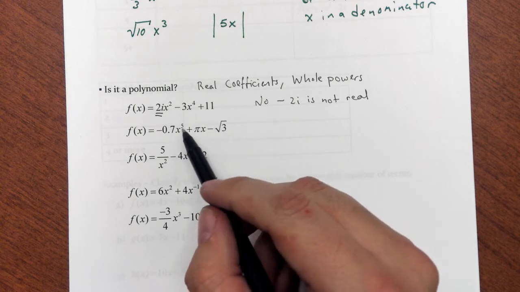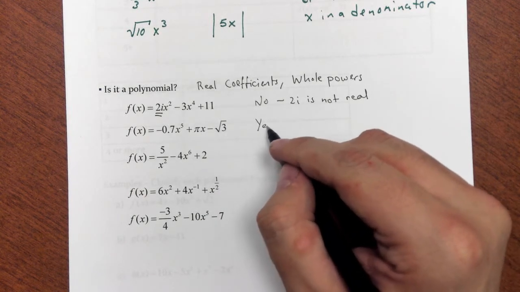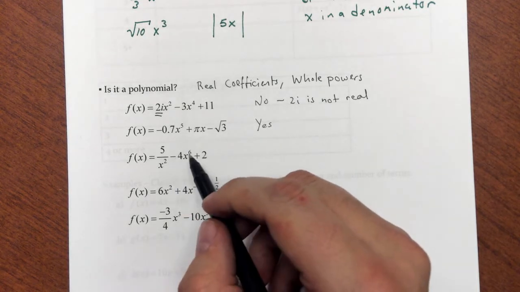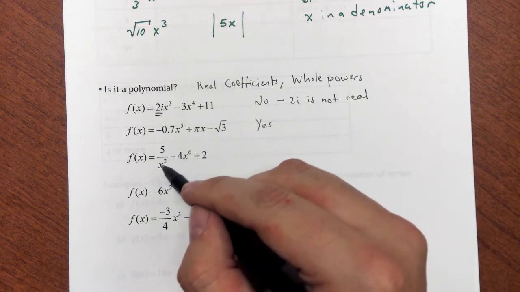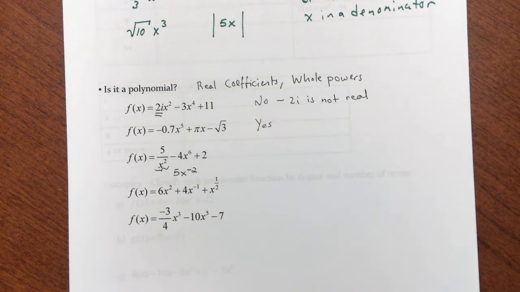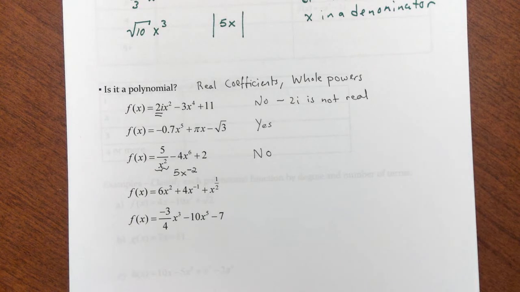My powers, 5, x means I have a power of 1, so that is also a whole power. So is this a polynomial? Yes. How about our third example? 5 over x squared minus 4x to the 6th plus 2. Again, if I look at those numbers, 5, negative 4, 2, those are all real numbers. If I look at my powers, I may get fooled here because I see x squared and x to the 6th. Those are whole numbers, but this x is in the denominator. 5 over x squared is really the same as 5 times x to the negative 2nd. X cannot be in the denominator because it's really talking about a power which is not a whole. So no, this is not a polynomial.